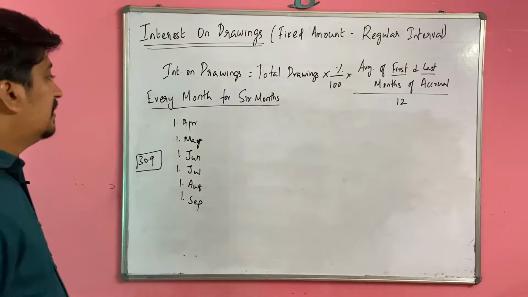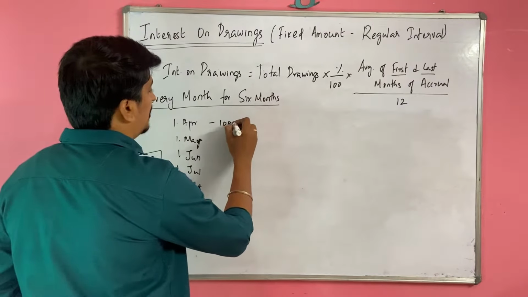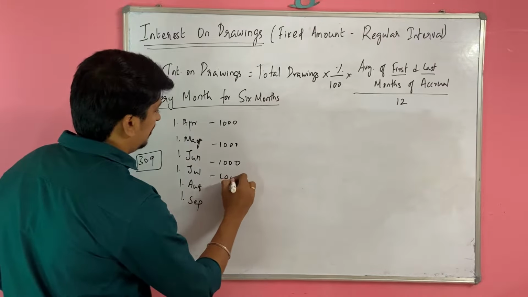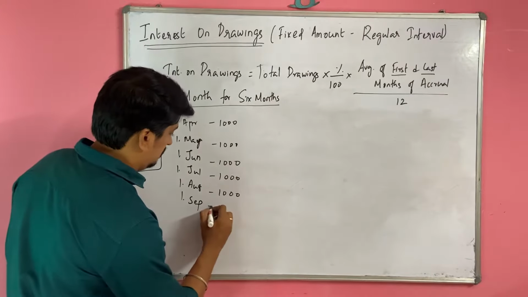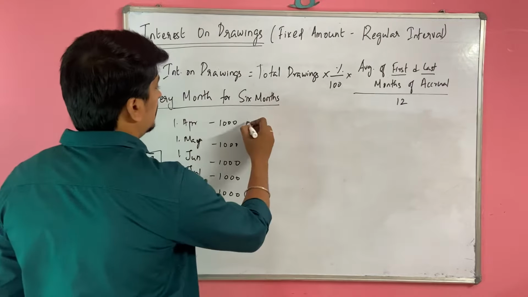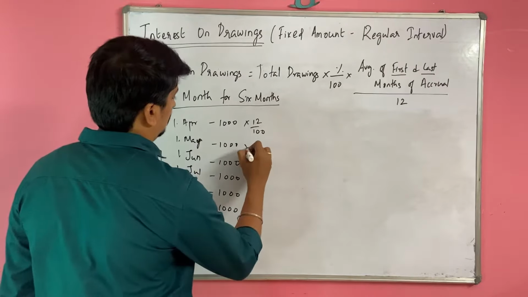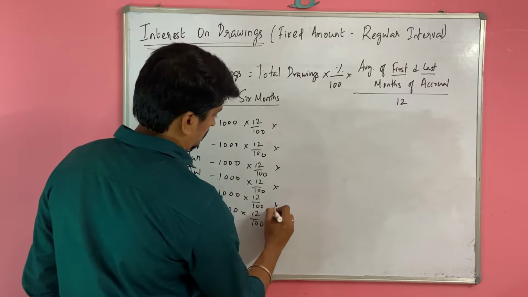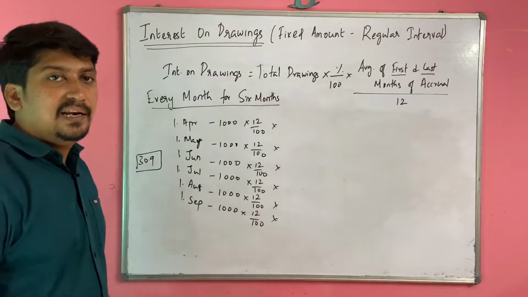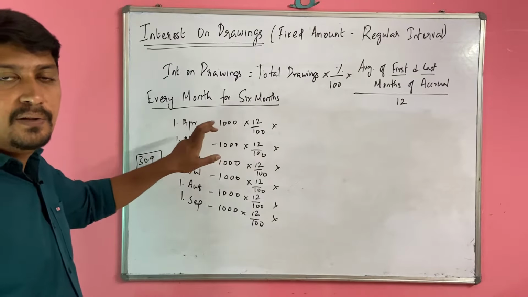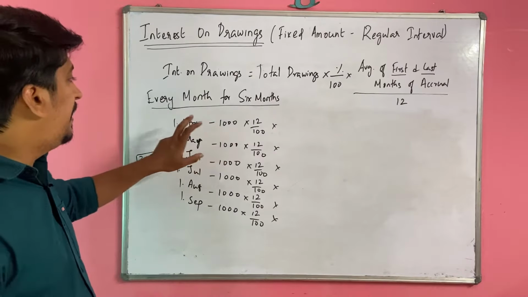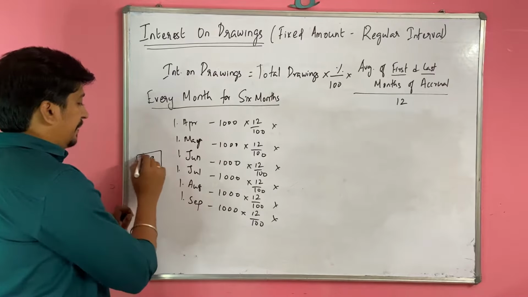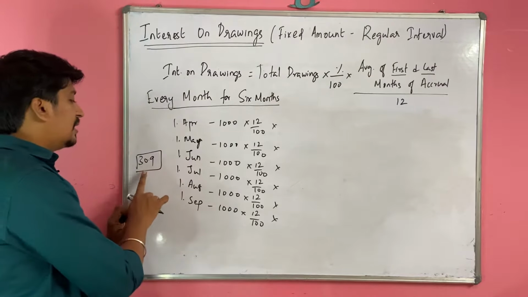So let's take 1000 rupees a partner draws at the beginning of each month for 6 months. The rate of interest is 12%. Now let's calculate each drawing's months of accrual. That is how many months of interest the partner has to pay for each drawing. That has to be calculated by comparing with the end of the accounting period. That is, we are now on 30th September.